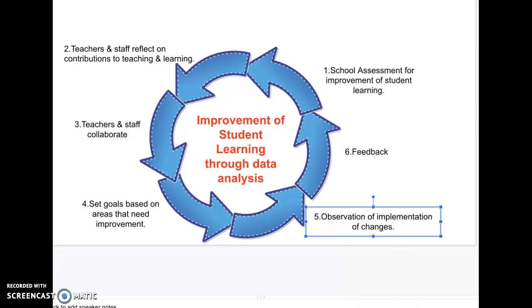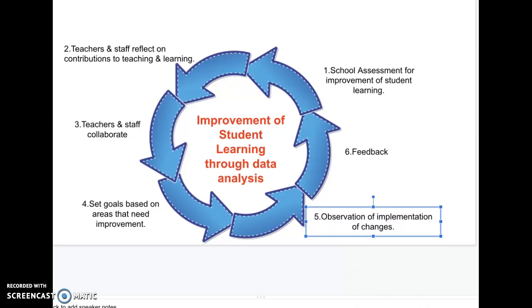2, the teachers and staff would reflect on the contributions to teaching and learning. This is where they would think about their processes of teaching and how their process of teaching may affect the data outcome. 3, the teachers and staff would collaborate. They would discuss the results of the data and find out what worked well and what didn't work so well.